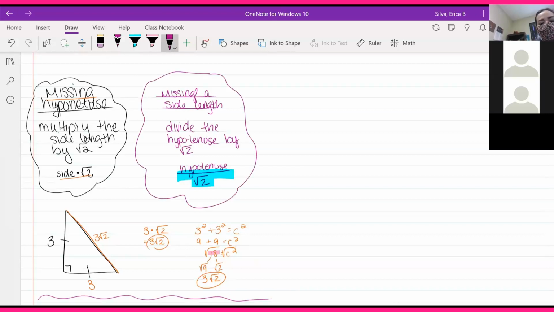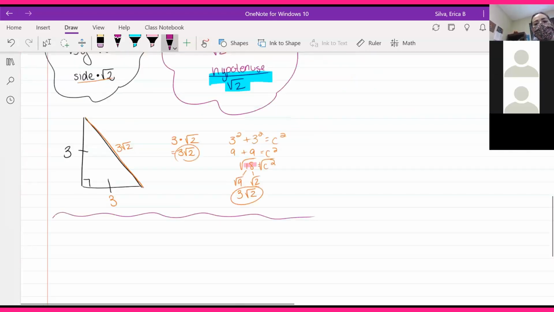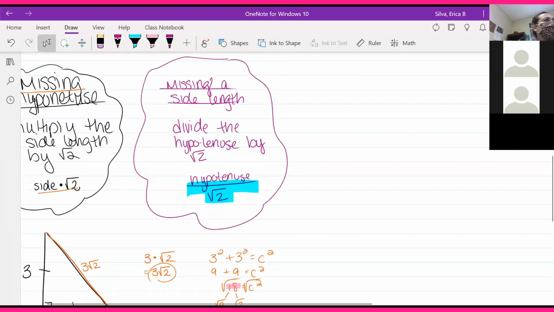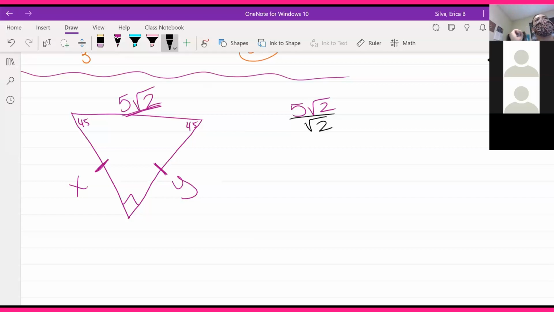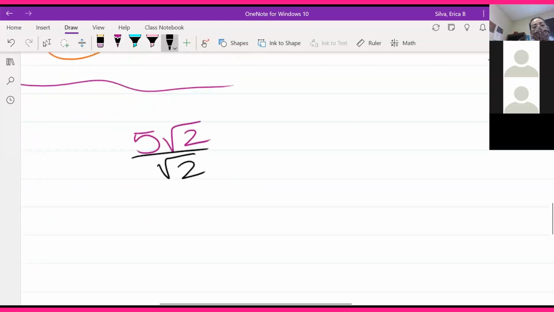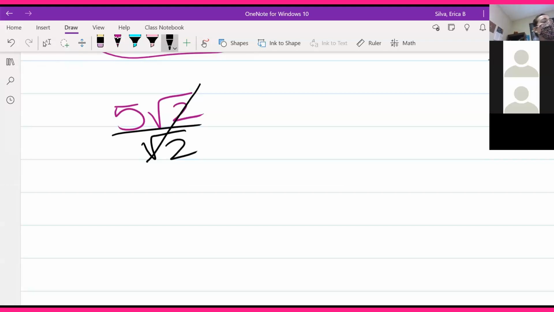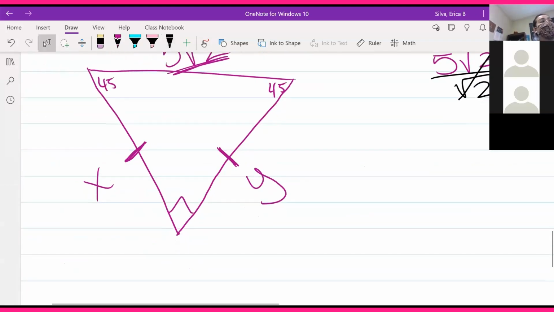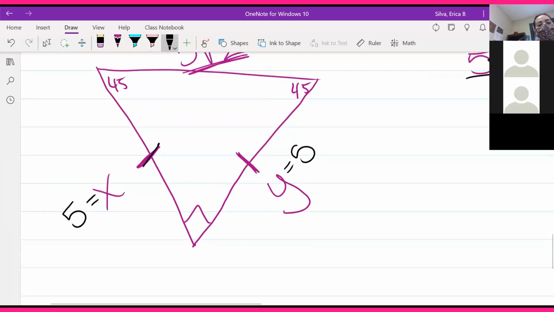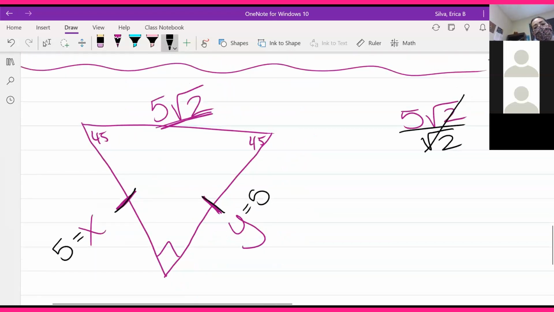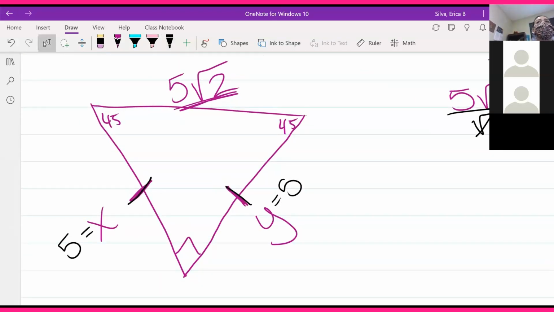And let's go ahead and do an example for that. By the square root of 2. Now, what's the square root of 2 divided by the square root of 2? 1, right? Anything divided by itself is 1. So what's left over? 5. So x is 5 and y is 5 because they're both congruent. Any questions so far? All right, go ahead and go to the Pear Deck.